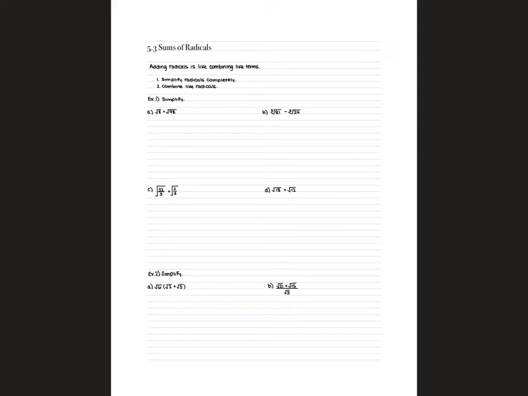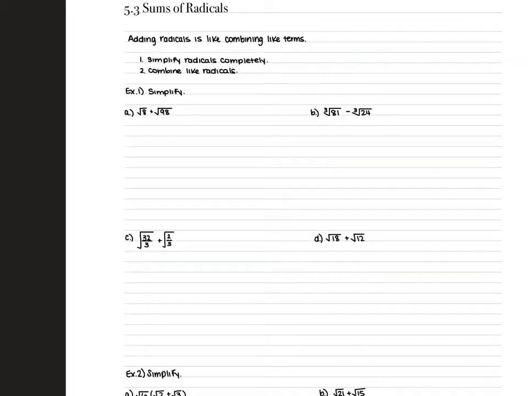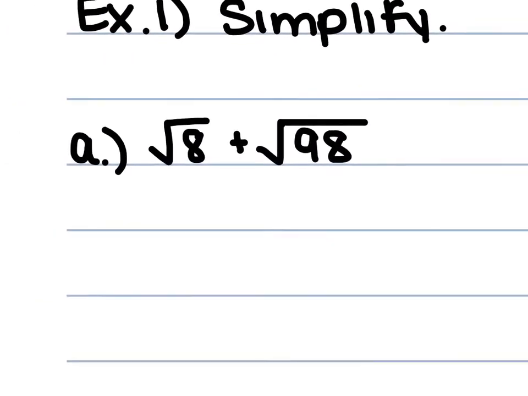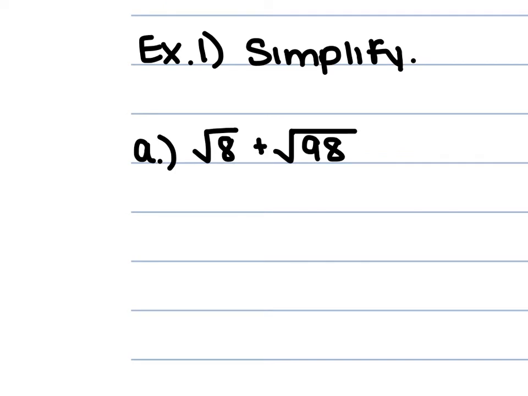Sums of radicals. When we are adding these radicals or subtracting them, we are simplifying them as much as we possibly can. And then from there, we're just combining like terms, like we do with variables.